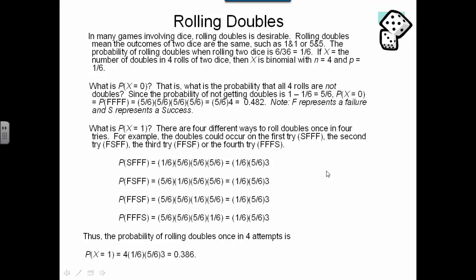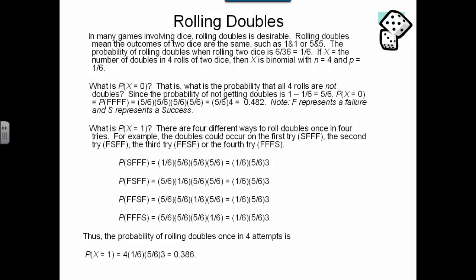In many games involving dice, rolling doubles is desirable. Rolling doubles means the outcome of two dice are the same, such as 1 and 1 or 5 and 5. The probability of rolling doubles when rolling two dice is 6 out of 36, or 1 out of 6. If X equals the number of doubles in 4 rolls of two dice, then X is binomial with n equals 4 and p equals 1 sixth. What is the probability X equals 0? That is, what is the probability that all 4 rolls are not doubles?